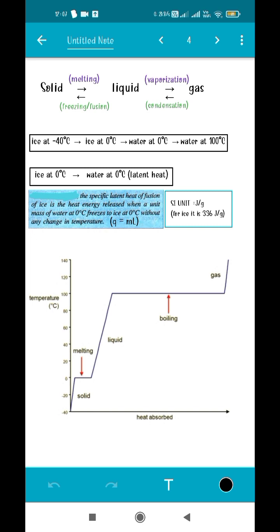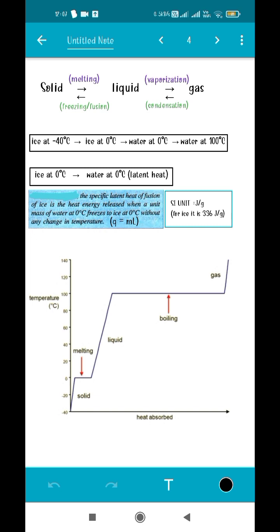Specific latent heat of fusion for ice is 336 joule per gram. This will be used in the numericals. Also the heat which is required for making this conversion, that is equal to mass into the specific latent heat of fusion. So Q is equal to M into L. These formulas will become much more clearer when you do numericals. Now you can see the heating curve of water, or the entire change which I have written.